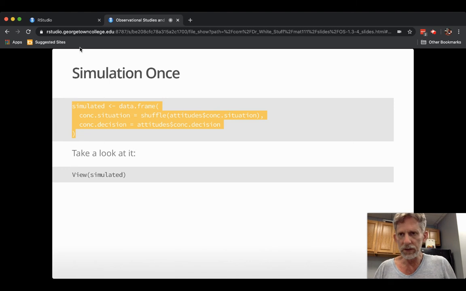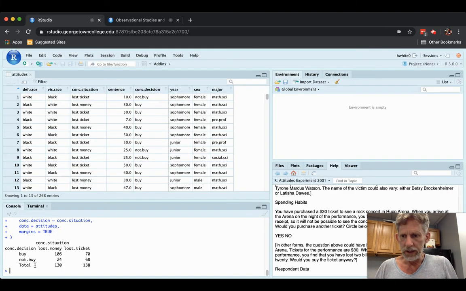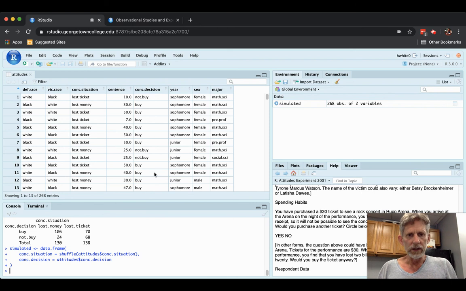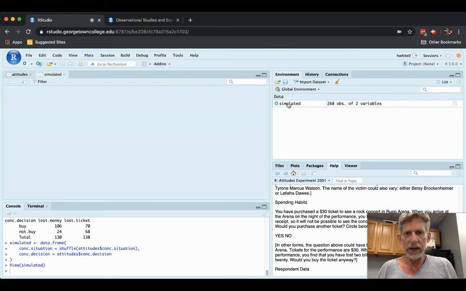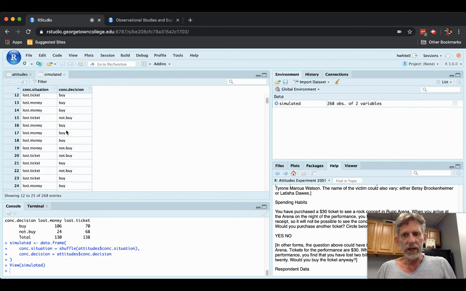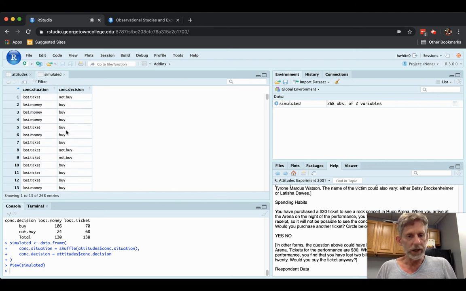So I'm going to copy this code, head over to RStudio, paste it in, and look at that. Simulated shows up in my global environment here. It's 268 observations of two variables. Let me press this button, and now it shows me that data table. The same people are here, the same 268 rows.